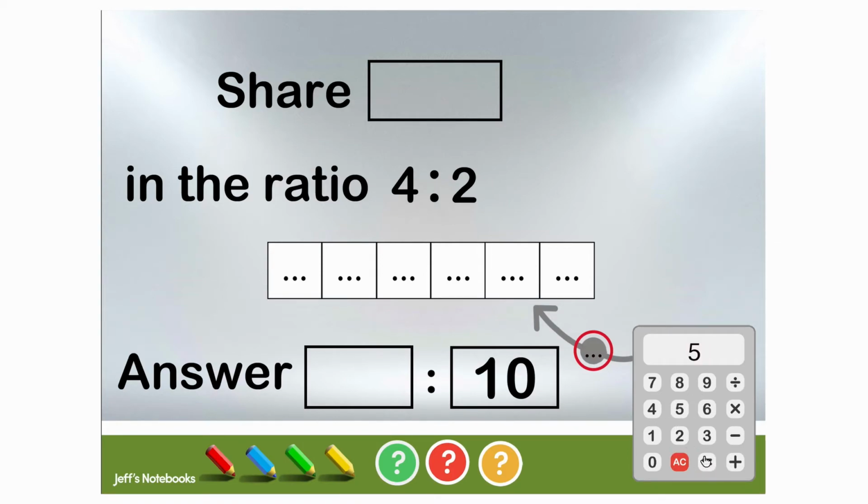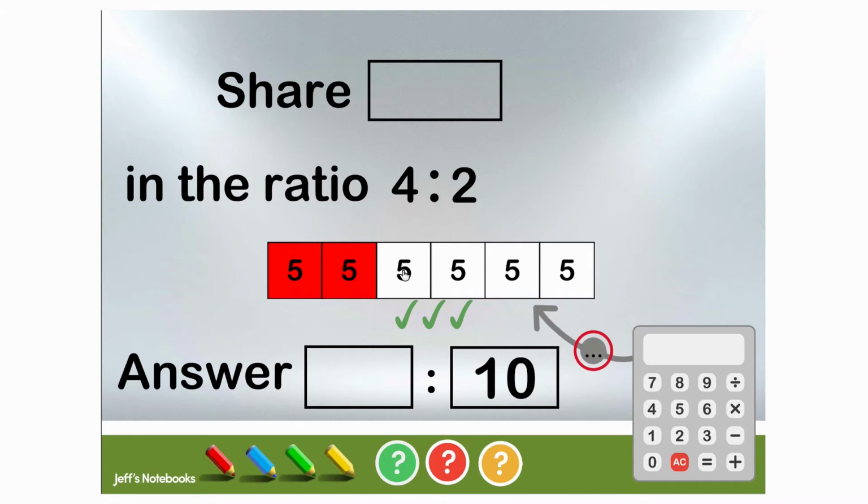If 2 portions result in an answer of 10, one portion must be 5. We can then colour in and see that the missing answer is 20. And the initial quantity was 20 plus 10, which equals 30.